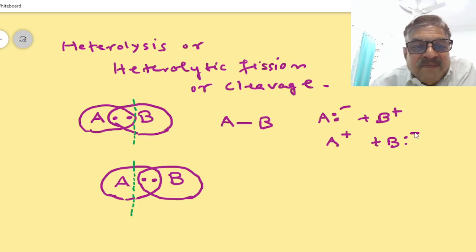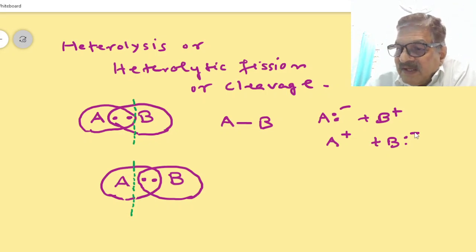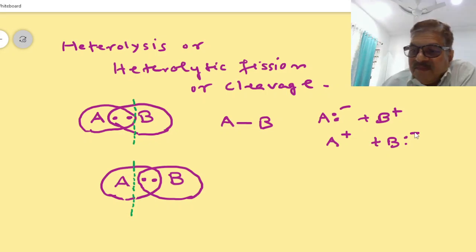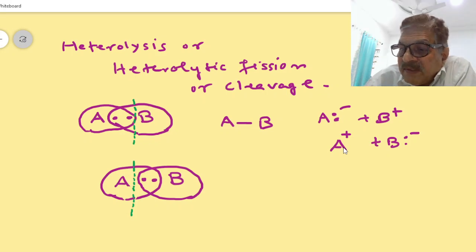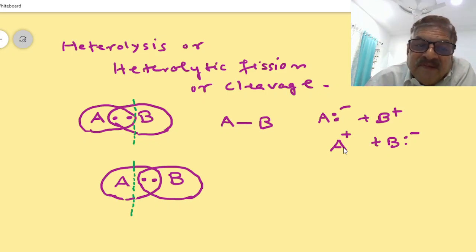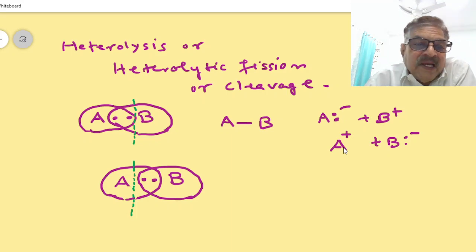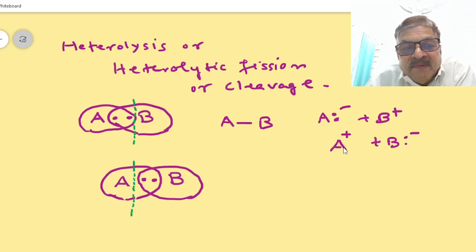So in this type of cleavage, we can get A, B. These are the two possibilities. Either it can be A plus B minus, or A minus B plus. These electrons can be either A will be getting the two electrons and B will not get anything, or A will not get anything, B will get both the electrons here.